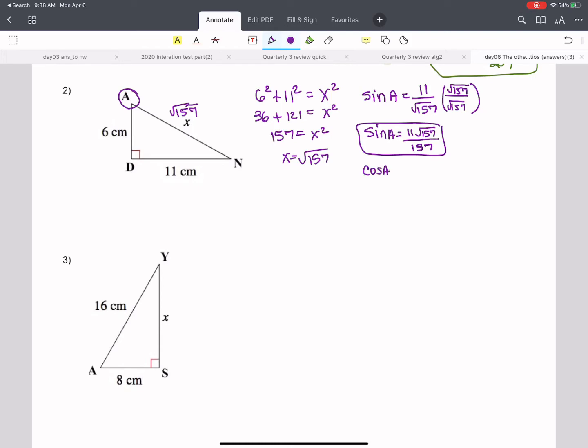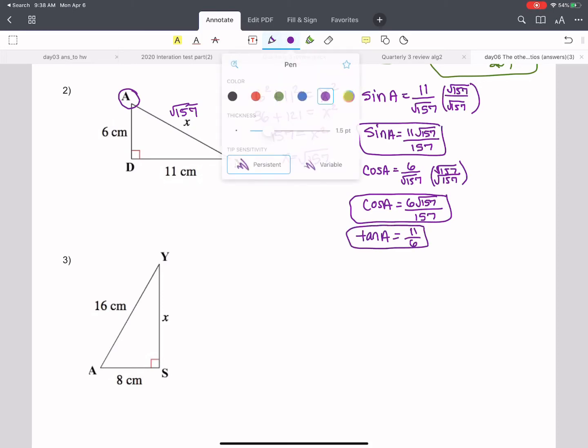Cosine of A is going to have the same situation. It is going to be adjacent over hypotenuse, and it's also going to need to be rationalized. So cosine of A is 6 square root 157 over 157. And tan of A, well, that's just 11 over 6.